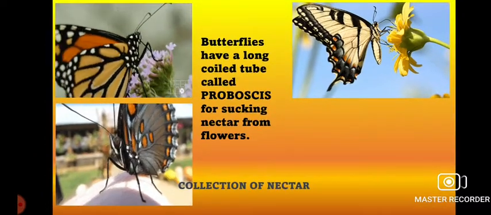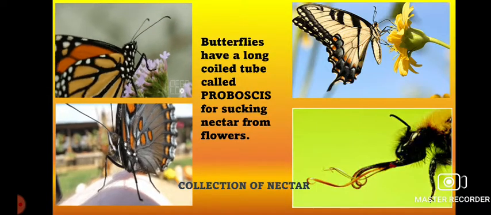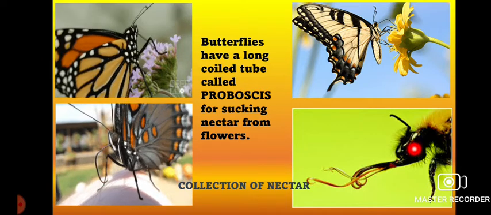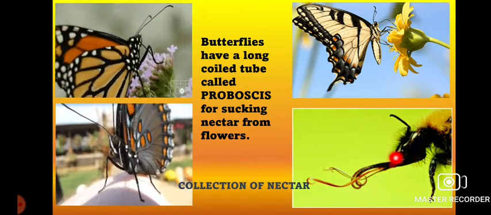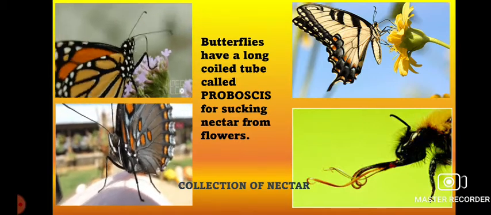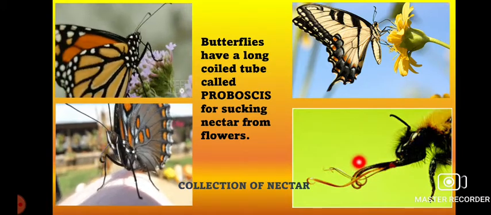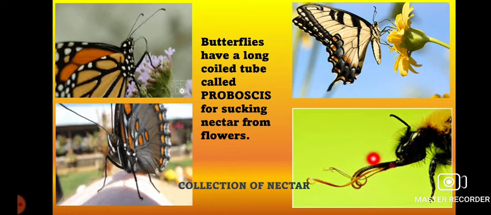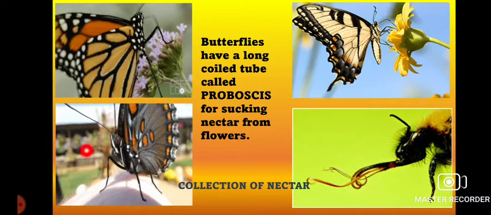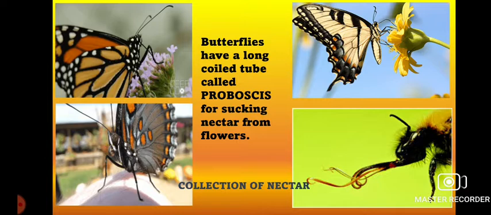Okay, so here also you can see that is a coiled tube, the proboscis, which is filled up with the nectar. Here you can see the proboscis filled up with the nectar, and after collection of the nectar they can pull it back. Even here you can see the same manner. Okay, so the butterfly uses the proboscis to collect the nectar.